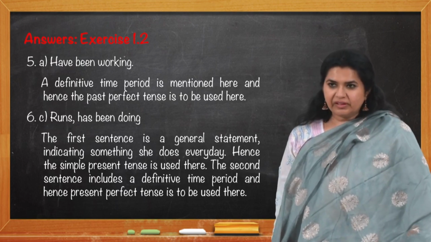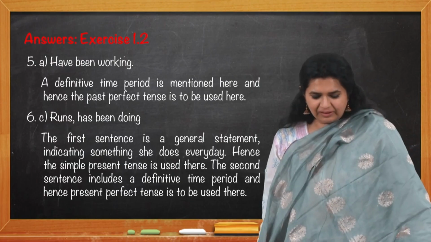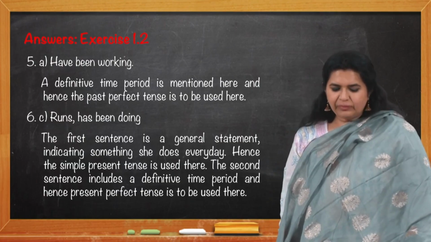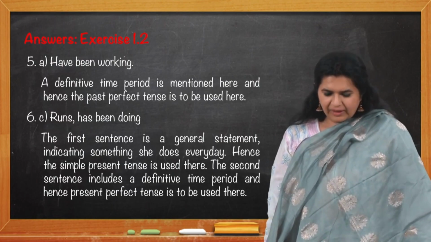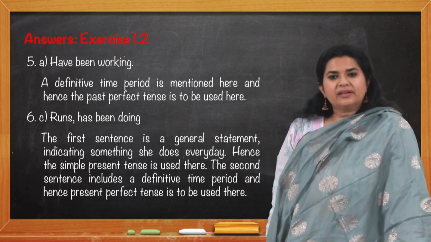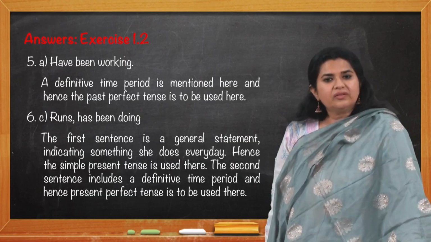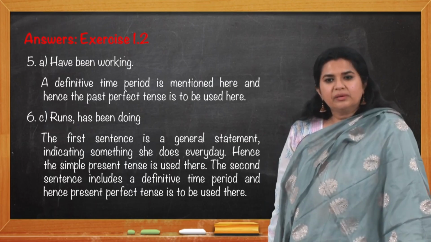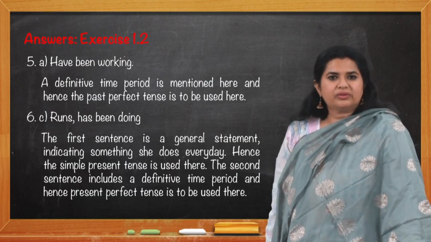And this is the explanation given. The first sentence is a general statement indicating something she does every day. Hence, the simple present tense is used there. And the second sentence includes a definitive time period and hence present perfect tense is to be used here.